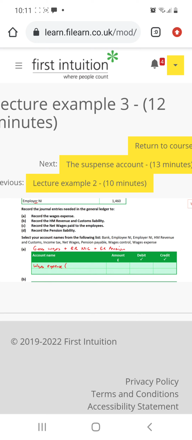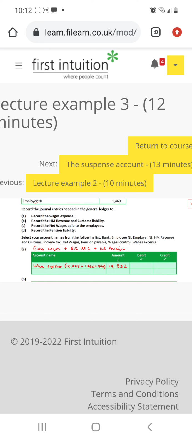So then using the data in the table, I've got a gross wage of 12,472. I need to add on the employer's national insurance bit of 1,460. And then I need to add on the employer pension of £900. So if I total that lot up, the total cost of employing someone, or all staff in this case for this period, is 14,832. So that's the wages expense plus the employer national insurance and employer pension.